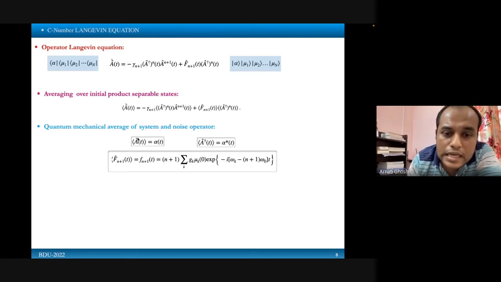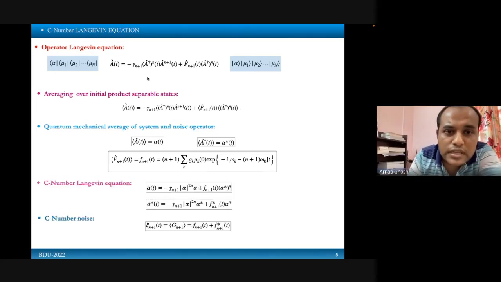The reason is that the average with respect to the system operators A will correspond to alpha. Similarly, A dagger will give you alpha star, and similarly these noise operators will also become numbers, where Bk or Bk dagger will be replaced by mu k0, which is the initial value of these path operators. Thereby I can obtain from this complicated operator Langevin equation a much more simplified C number Langevin equation. I call it C number because it is now replaced by classical numbers, where alpha and alpha star in general can take complex values.